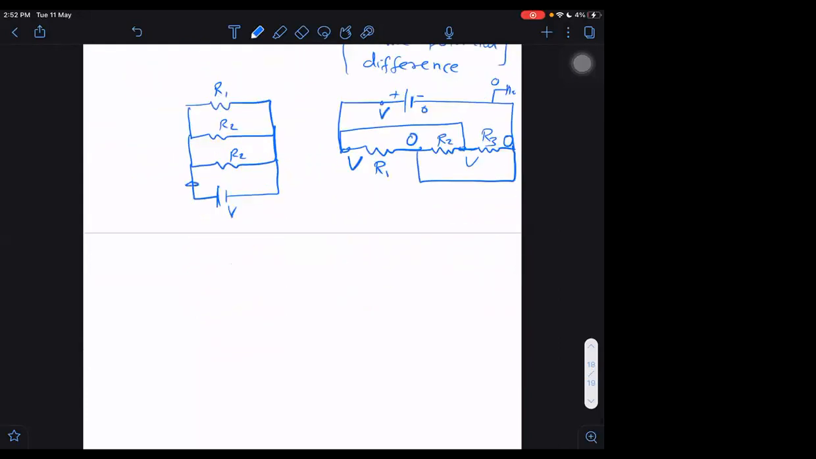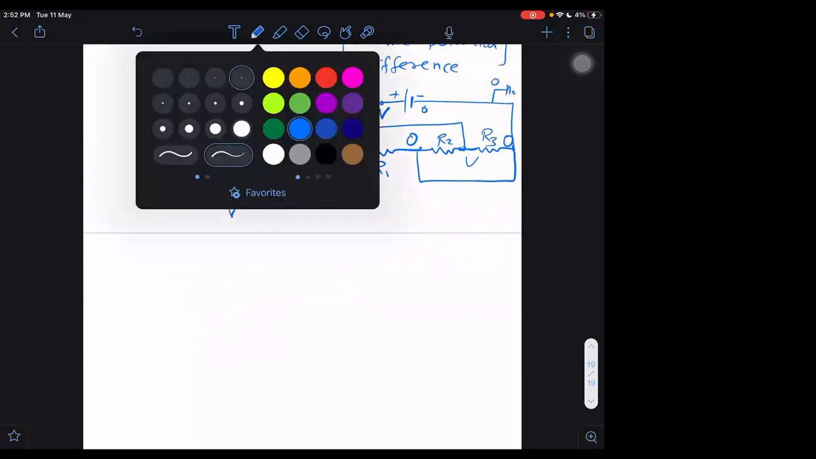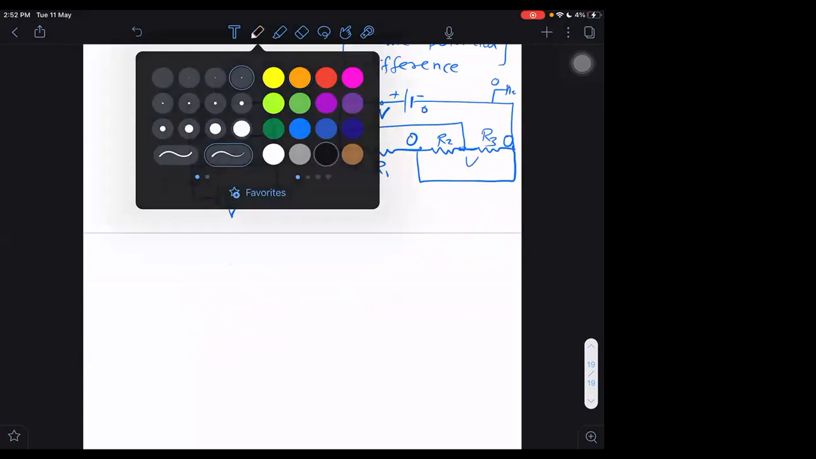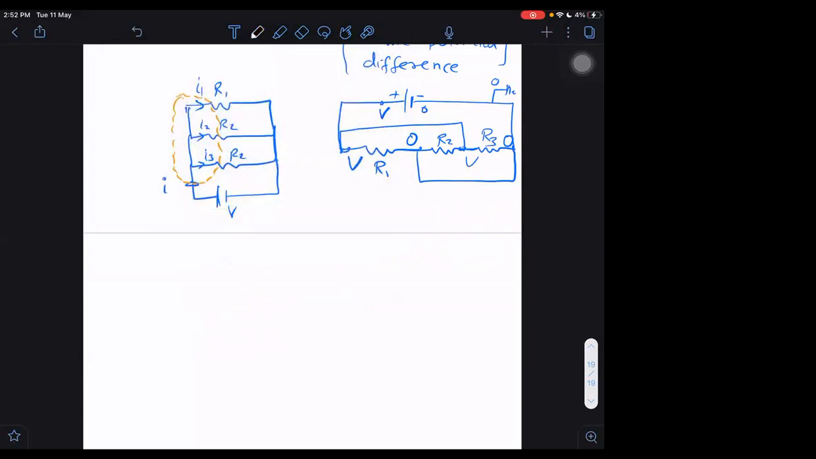Now, what is the effective resistance in these cases? If the current is I, it will divide into three parts, I1, I2, I3. I can take a loop and apply the node rule, which is called KCL. In KCL, what is the current entering this? I. And what is the current leaving? I1 plus I2 plus I3.